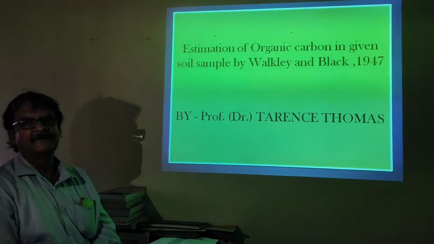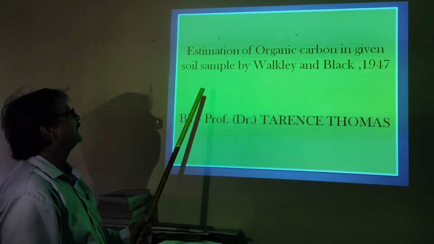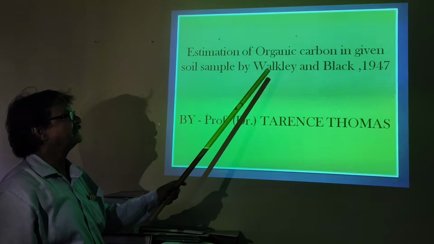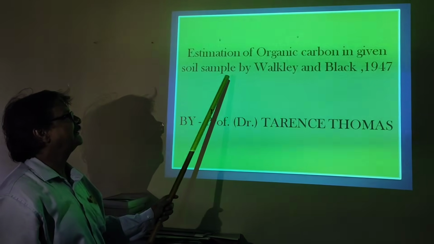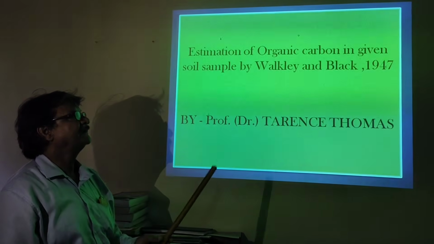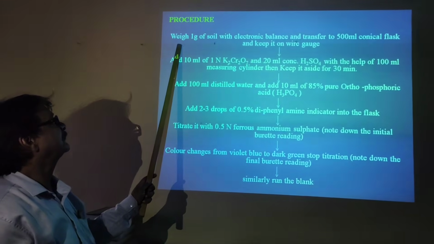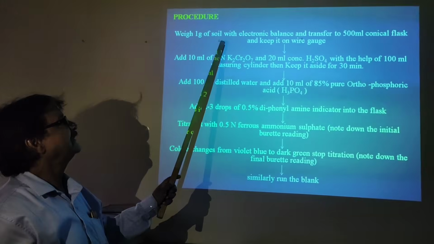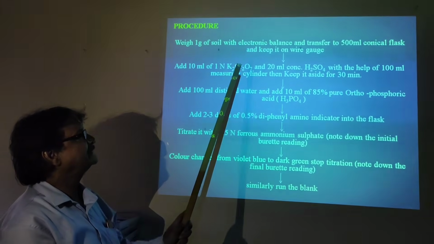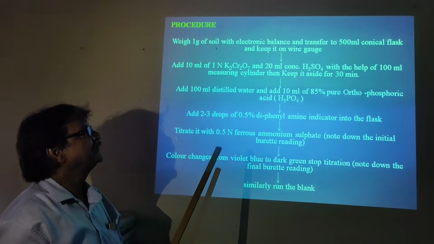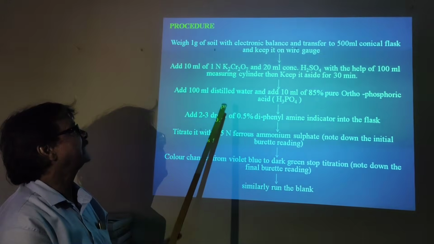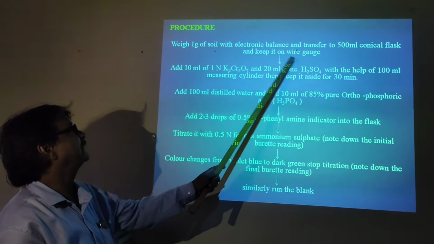Dear student, today I will discuss the estimation of organic carbon in a given soil sample by Walkley and Black, 1947. In case of procedure, first we have to weigh 1 gram of soil with the help of an electronic balance and transfer it to a 500 ml conical flask and keep it on wire gauze.